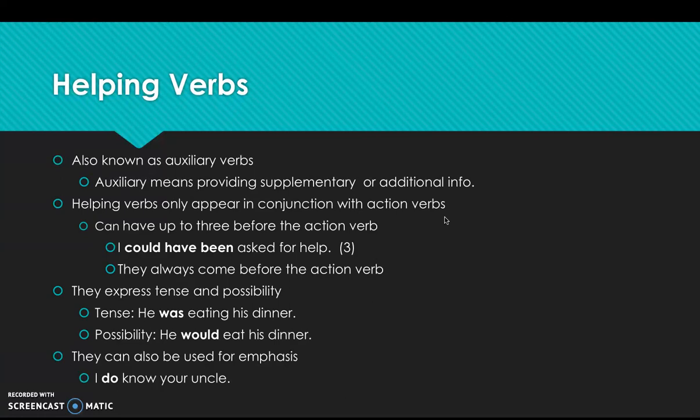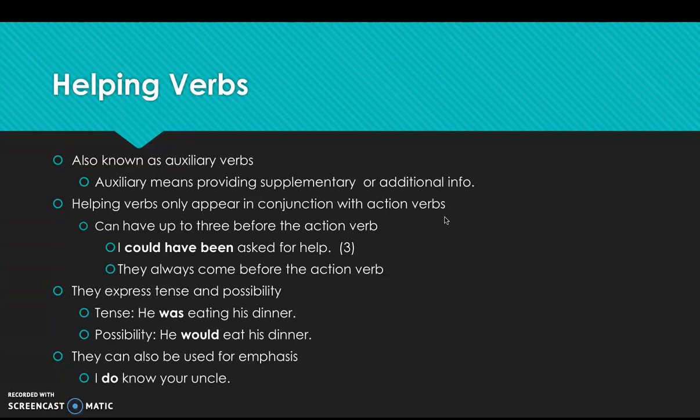You can actually have up to 3 helping verbs before the action verb, such as in, I could have asked for help, or I could have been asked for help. The action verb is asked, or the main verb is what we call it typically when it's paired with a helping verb, and could have been are the 3 helping verbs. The helping verb always comes before the action verb. So if you're looking at a sentence and you're not sure which one is which, the helping verb is first.